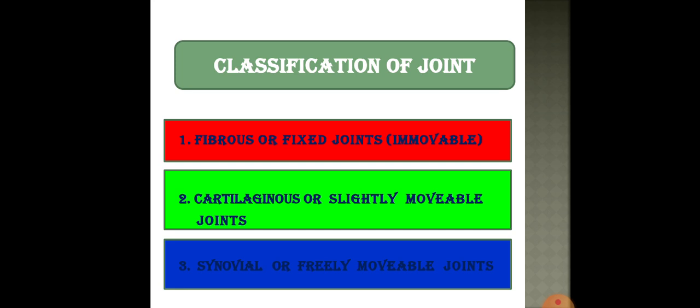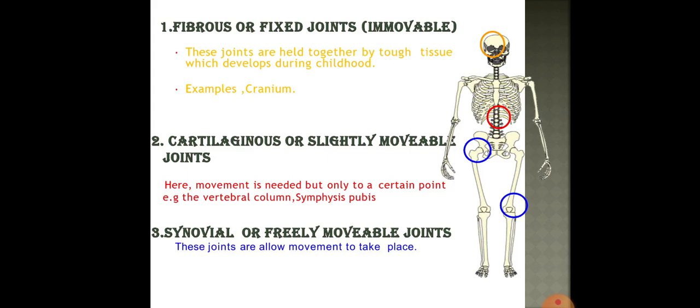Classifications of joint. There are three types of classification of joints. One is fibrous joint, or fixed joint, or immovable joint. Second one is cartilaginous joint, or slightly movable joint. Third one is synovial joint, or freely movable joint.